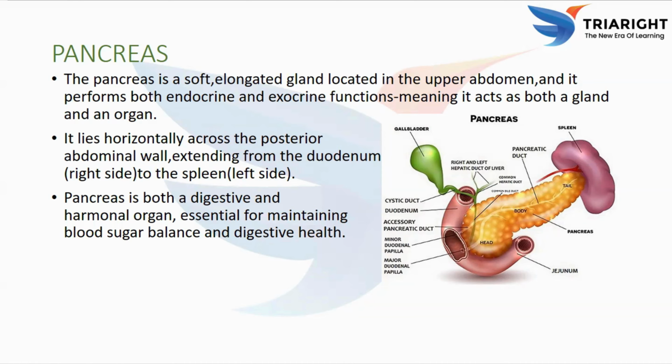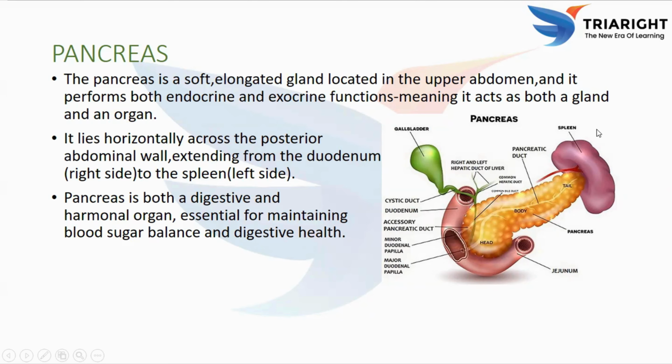So when coming to the location of the pancreas, where is the pancreas located? It is located behind the stomach in the upper abdomen. It lies horizontally across the posterior abdominal wall, extending from the duodenum on the right side to the spleen on the left side. It is a retroperitoneal organ because it lies behind the peritoneum, same as the adrenal gland, except for a small part of its tail.